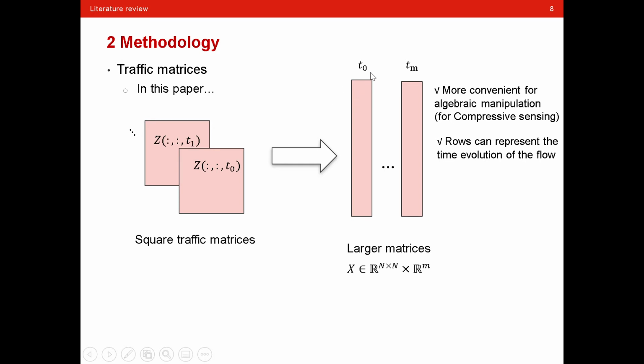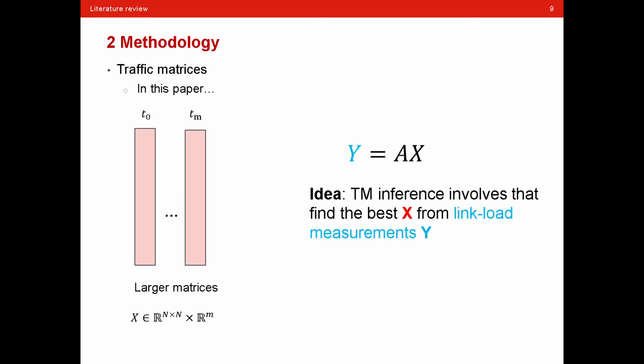In my view, by regarding multiple square traffic matrices as a larger matrix, it will be convenient for algebraic manipulation for the compressive sensing problem. The basic idea of this method is that they want to ensure this equation, which means that the traffic matrix X is inferred from link measurements. This is the X which records the OD flow at each time step for each OD pair, and this is the measurement matrix.